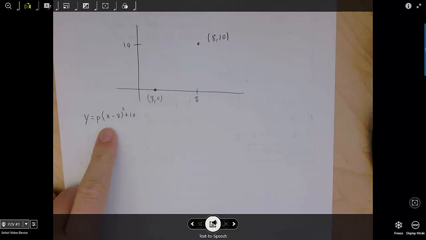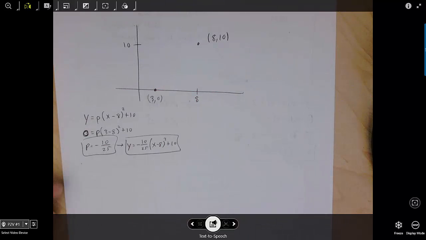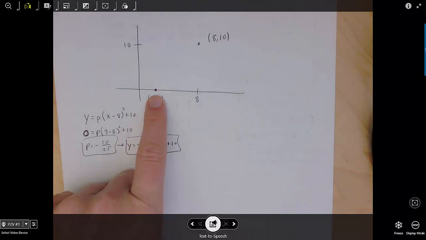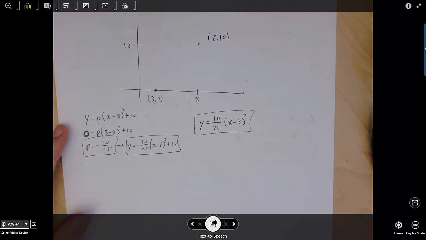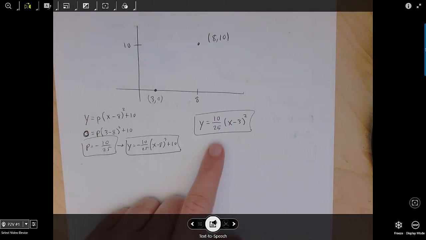So step 1, I wrote the vertex. Step 2, let's plug in my other point. So I solved, I got p is -10/25, and there's the final equation. Let's do another one. Why don't you make this be the vertex now and solve for the p factor that takes you through that point. And remember the shortcut that I told you before. So this one I didn't need to calculate at all.